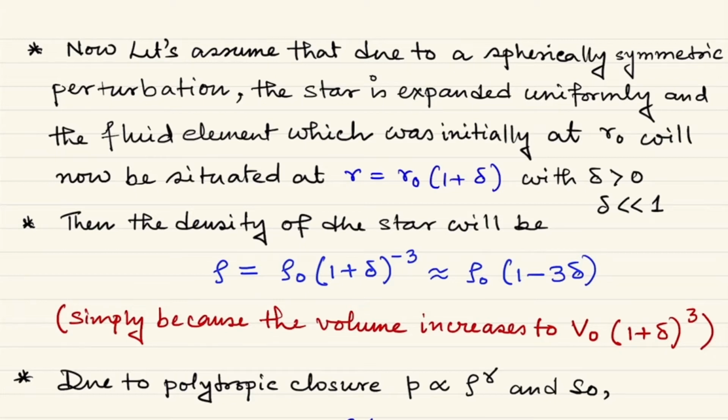That is simply because the volume increases from V0 to V0 times (1 plus delta) whole cube. If the radius increases like this, then the radius cube will be increasing like this, and so the volume increase will be proportional to this factor. If delta is very, very small, it will be simply 1 plus 3 delta, approximately.